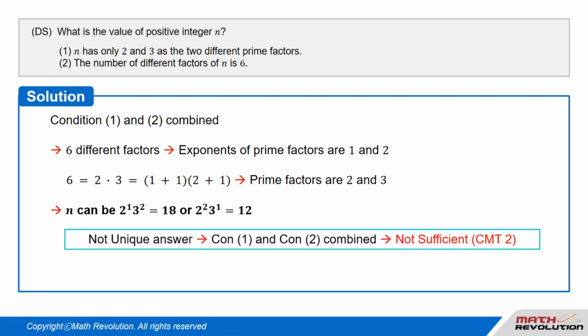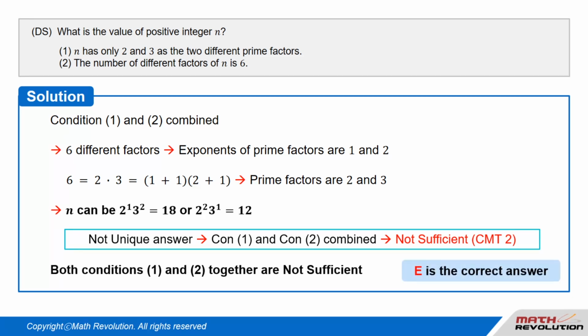Therefore, both conditions 1 and 2 combined do not give a unique answer and are not sufficient by CMT2, which states the number of answers must be 1. Both conditions 1 and 2 together are not sufficient.